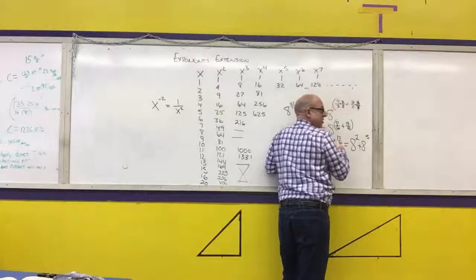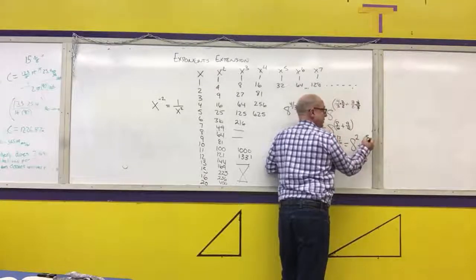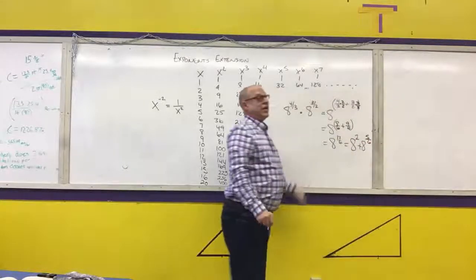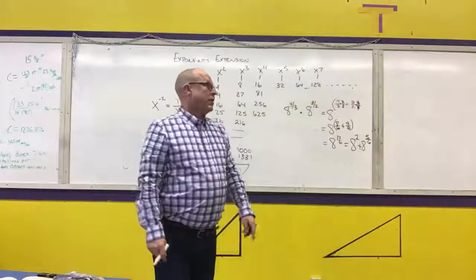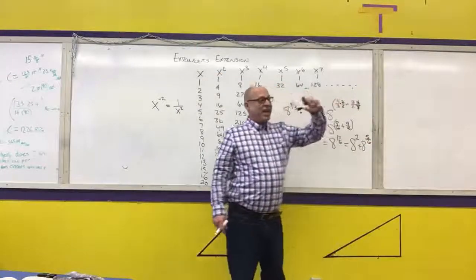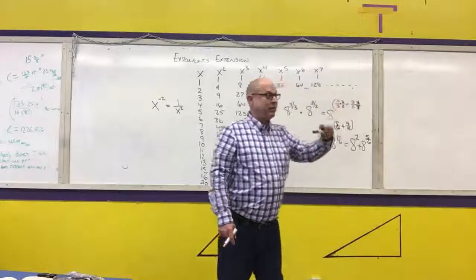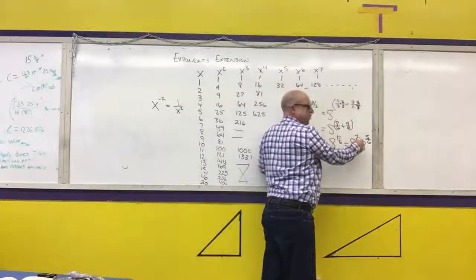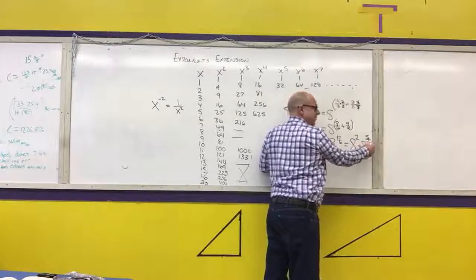2 times 6 is 12. 17 minus 12 is 5. So I get 2 and 5/6. The word "and" in math usually means addition, right? The 2 and 5/6 comes from 8 squared plus 8 to the 5/6.